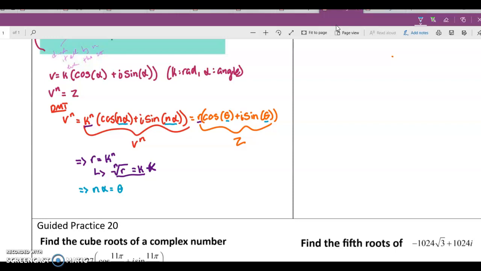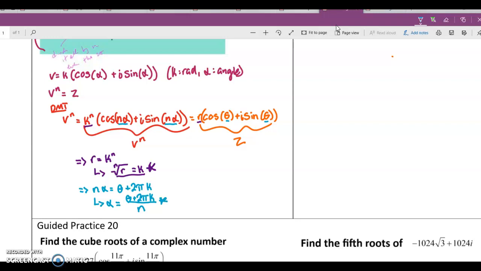Whatever. So we have to add 2 pi times some integer k. All right, these two k's are not the same thing. This is just saying how many times we're going around the unit circle. Okay, so if we want to solve this for alpha, we divide both sides by n, and we say alpha is equal to theta plus 2 pi times k all over n.